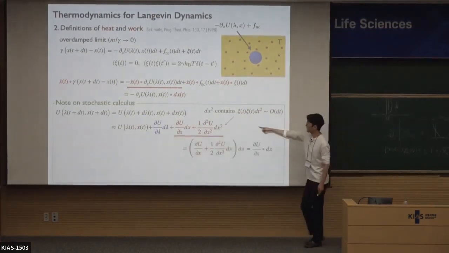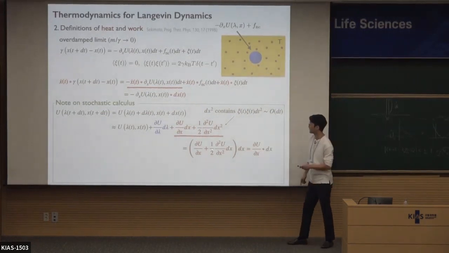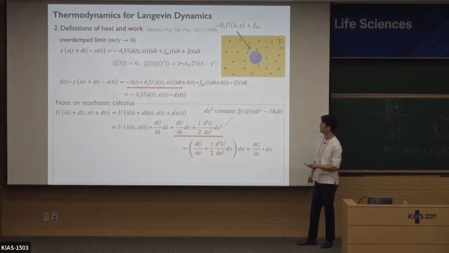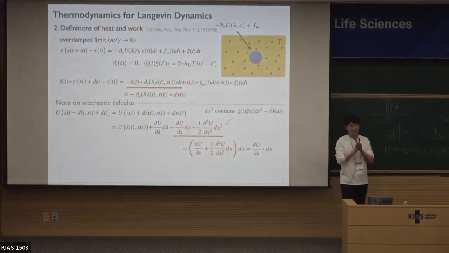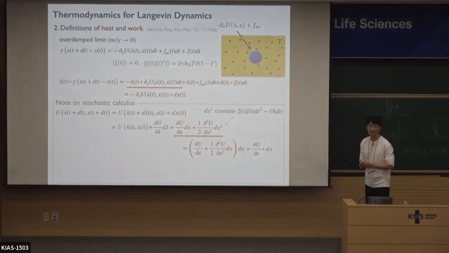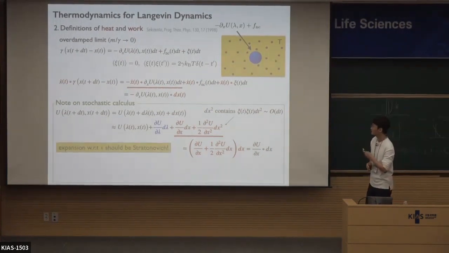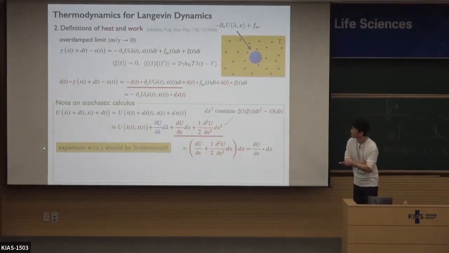So this can be written in this way by bounding this common factor dx in this way. And this term can be written in this way by using the notation of a Stratonovich product. The thing is that when we expand some function with respect to x in the overdamped Langevin system, then it should be Stratonovich.